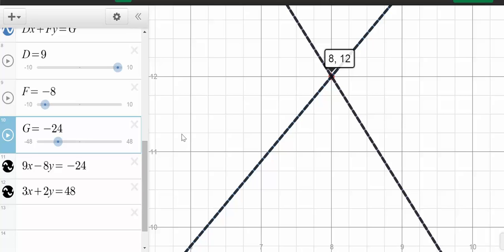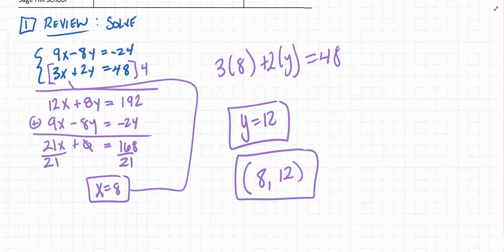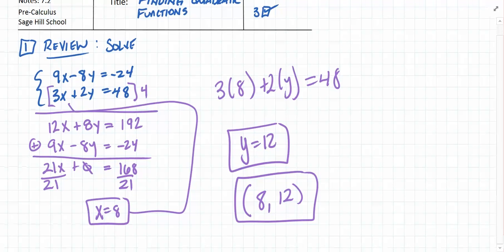But here's the point I'm trying to make. If you get back to our notes, you'll notice this is the exact same system that we solved. Did anybody put that together? I gave you 9x minus 8y is negative 24, and then I gave you 3x plus 2y equals 48. And look, we solved it, and we got 8 and 12. That's exactly what we did over here, right?